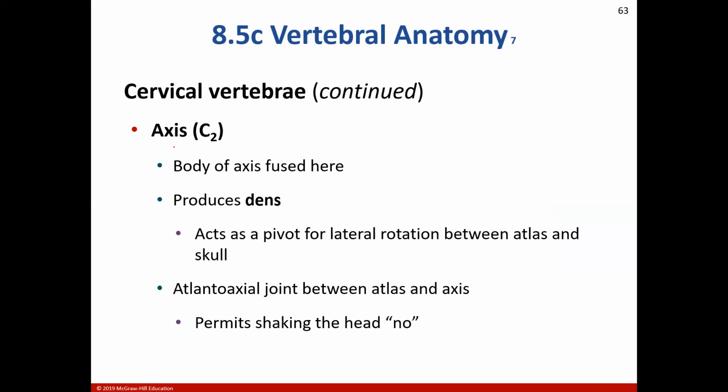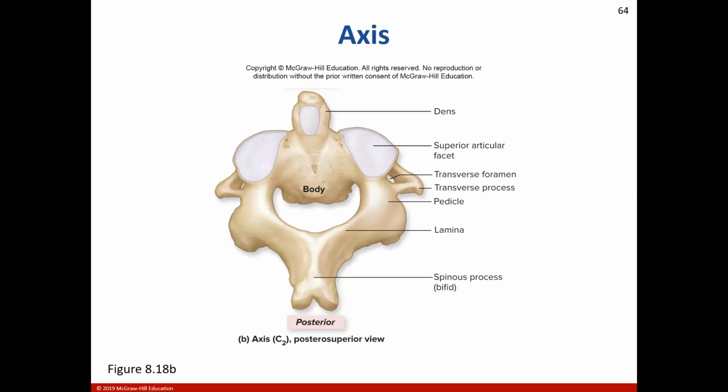And now C2, this is a really standout part called the dens, or it's also known as the odontoid process, and it's anterior on C2. Let's take a look at that. So this is a superior view. This has a body, has a spinous process, which is bifid, has the transverse foramen and vertebral canal, but it has this anterior piece called the odontoid process or dens. And this is where the atlas vertebra will move from side to side and rotate around that axis pivot point.